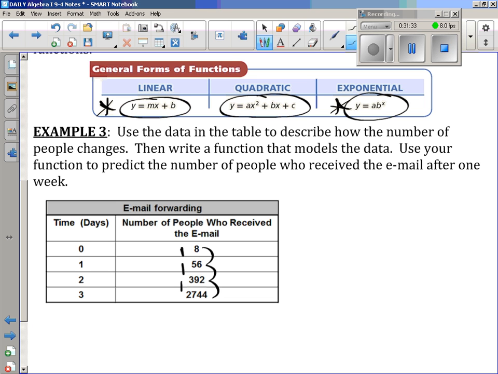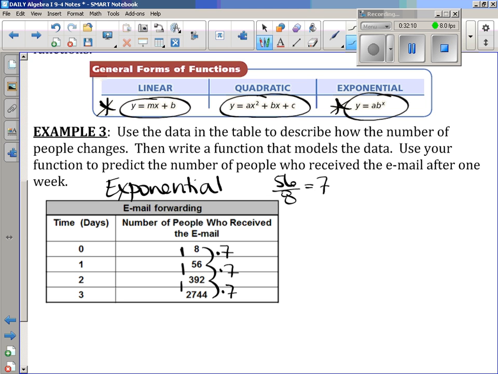So to find that out, I'm going to do 56 divided by 8. That's 7. So I want to see if multiplying times 7 gets me each number. So let's do 56 times 7. And I do indeed get 392. Let's do 392 times 7. And I get 2,744. So multiplying times 7, that's the pattern. So that makes this an exponential.